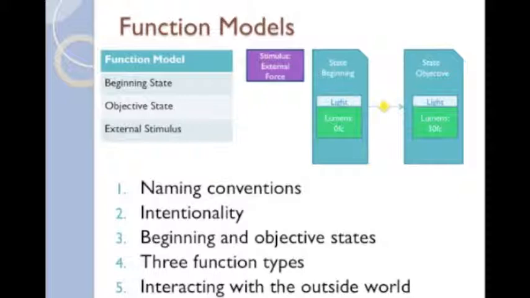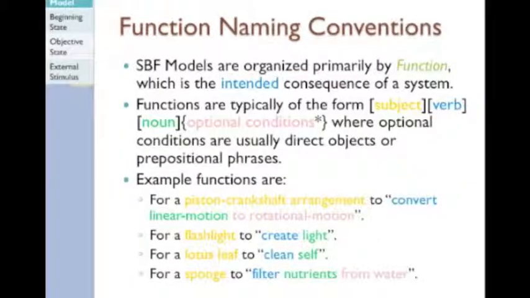SBF models are organized primarily by function, which is the intended consequence of a system. Functions are typically of the form subject, verb, noun, optional conditions, where optional conditions are usually direct objects or prepositional phrases. Example functions are: for a piston crankshaft arrangement to convert linear motion to rotational motion, for a flashlight to create light, for a lotus leaf to clean self, for a sponge to filter nutrients from water.